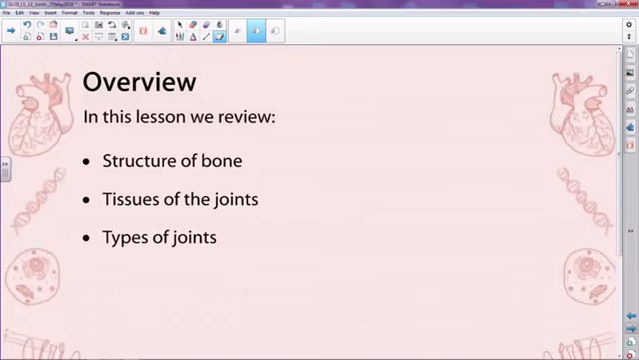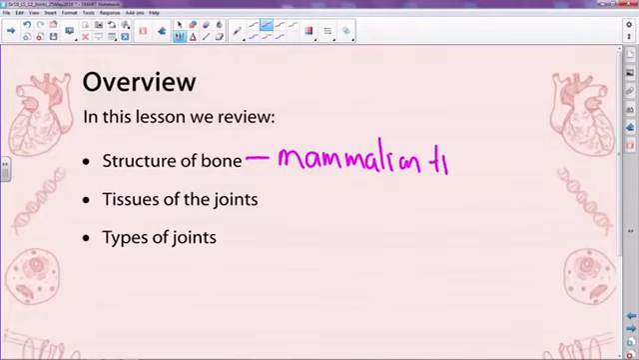So what we're going to look at today is the structure of bone, number one. I hope that you've got it all handy there. We're going to go back to our mammalian tissue, so I hope you've got your mammalian tissue notes handy, because we're going to have a little bit of revision there. Then we're going to start with the joints, and we're going to look at how a joint is made up of a whole different kinds of tissues, and what those tissues entail. And once again, you're going to see that it links back to our mammalian tissue section.